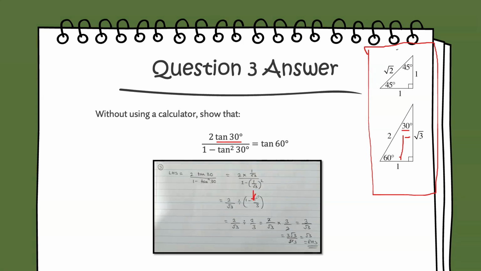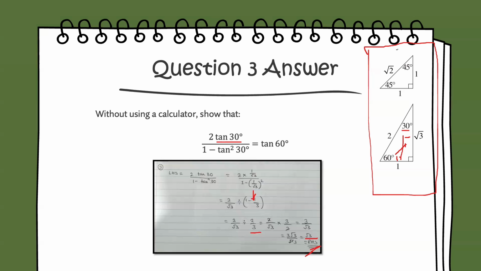Now if we just put this into one fraction, 1 minus 1 over 3 becomes 2 over 3. And that becomes 2 over root 3 times 3 over 2. The 2 over 2 cancels and we get 3 over root 3. And if you rationalize that, you'll get root 3. And if you look at tan 60, it is equal to root 3 over 1, which is the right-hand side. So therefore, that is also proven.